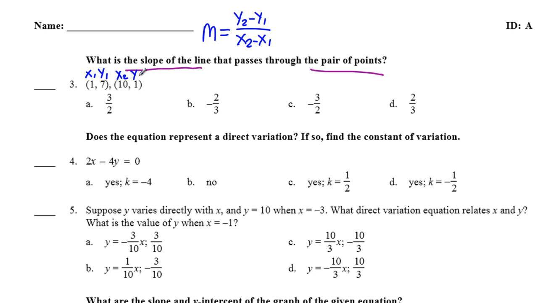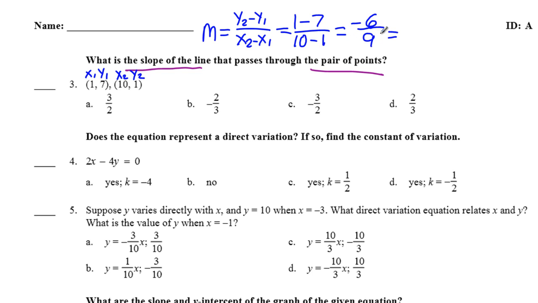Knock that out. And then put your points into the equation. So as long as you don't mess up putting the points in, you're in good shape. So y2 is 1, y1 is 7, x2 is 10, and x1 is 1. So 1 minus 7 is negative 6. 10 minus 1 equals 9.